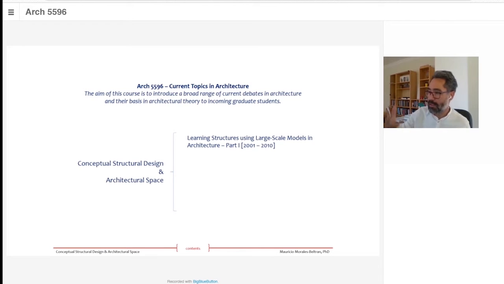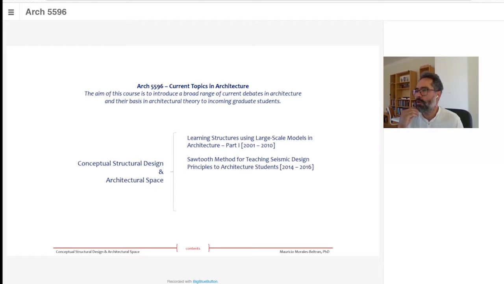Try to do my best. The first part, I'm going to talk about learning structures using large-scale models and architecture. This is a little bit like a Pink Floyd album. That is part 1. Then I'm going to talk about the sawtooth method.